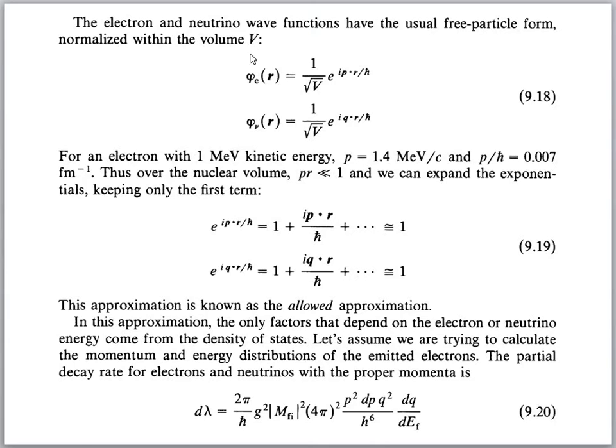Now we are going to write the wave functions of the electron and neutrino. Here we are assuming that electrons and neutrinos are free particles. Even though they are not completely free, we approximate these particles to be free. So the normalized free particle wave function of the electron is phi e equal to 1 by square root of V times e raised to i p dot r by h cut, where p is the momentum of the electron, and phi nu is equal to 1 by square root of V times e raised to i q dot r by h cut.